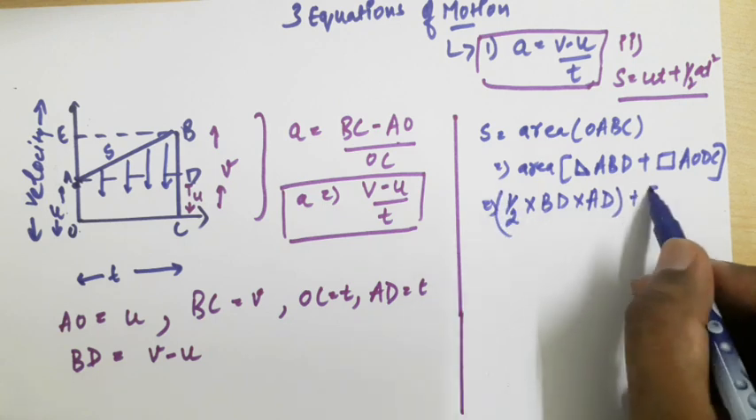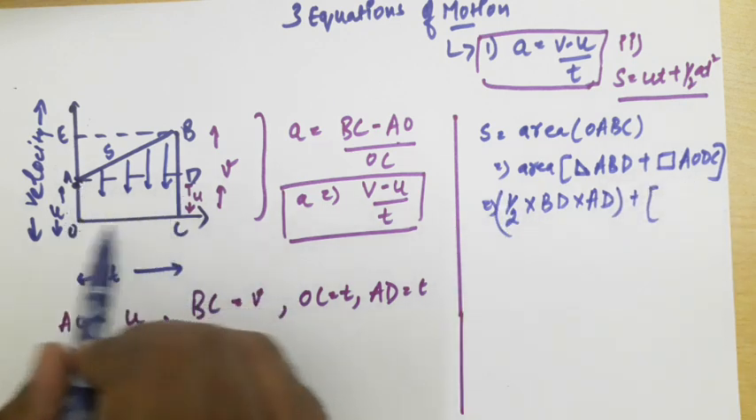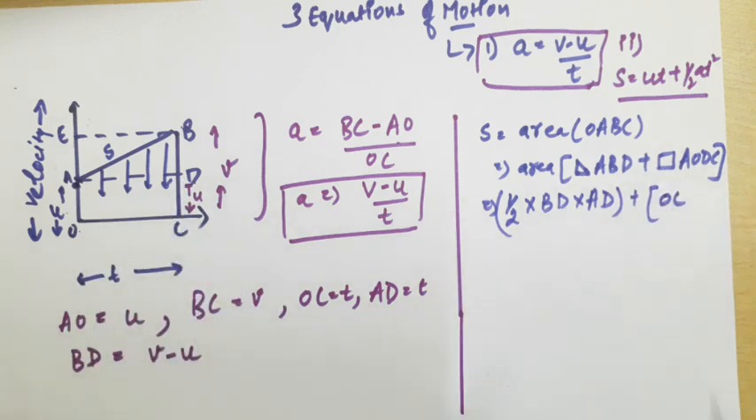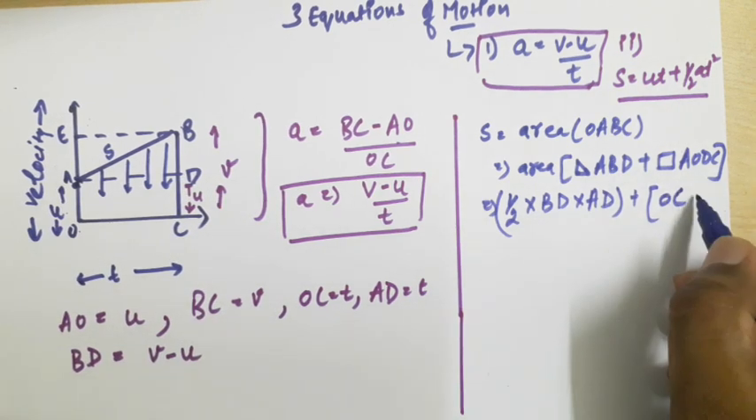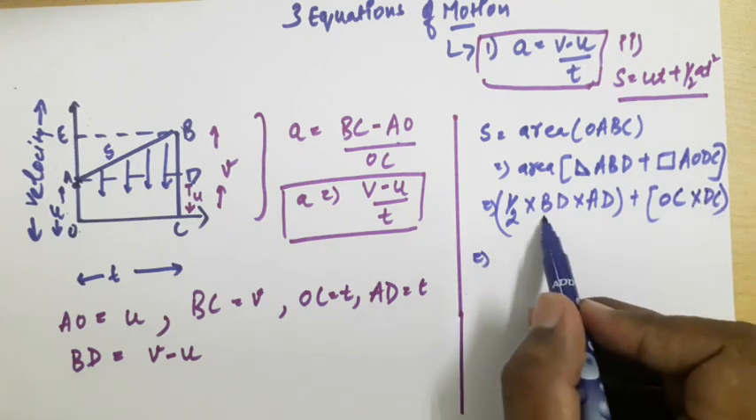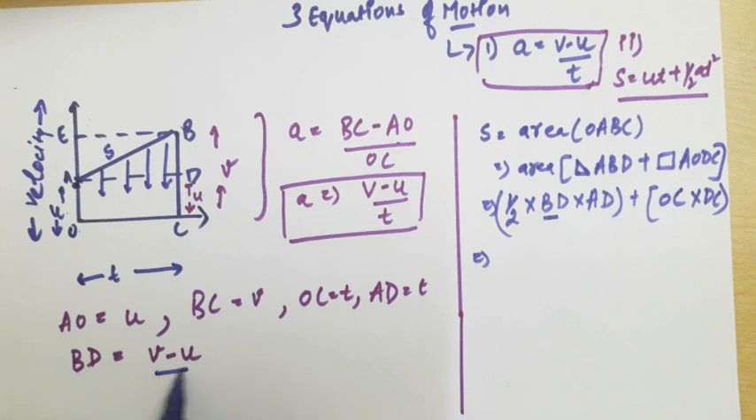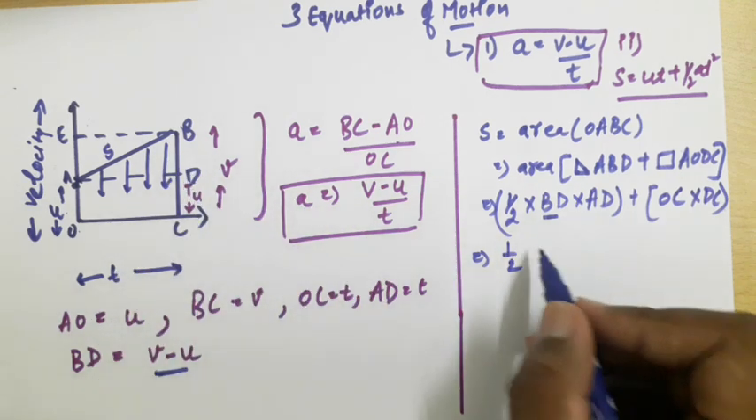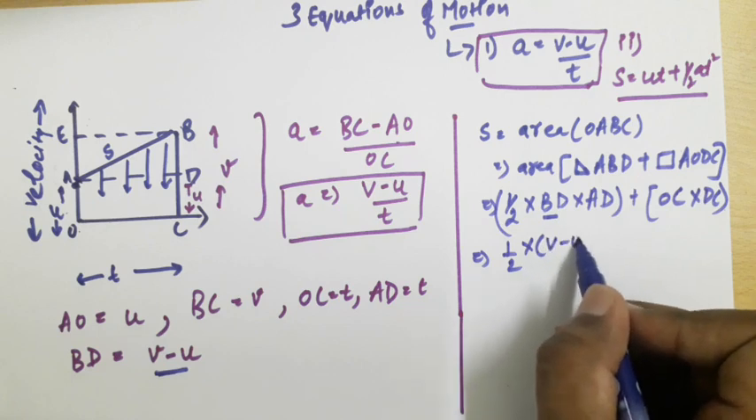plus area of this AODC, that is rectangle, that is length into breadth. I can write OC into DC, right? So what is BD? BD is V minus U, right? We can see that BD will be V minus U only.